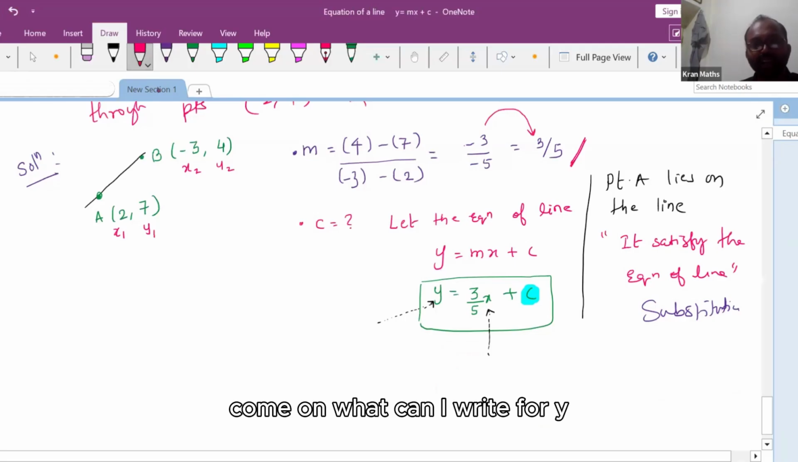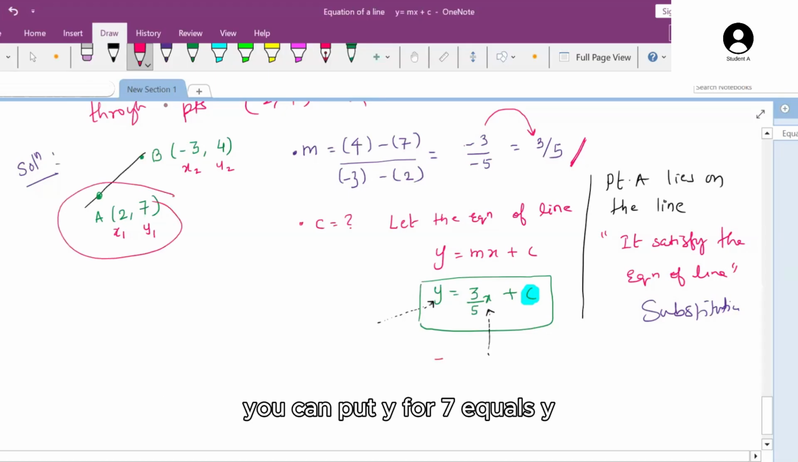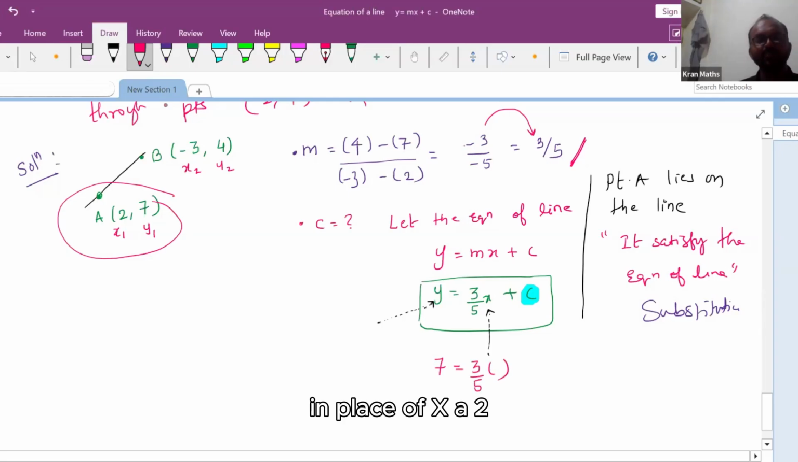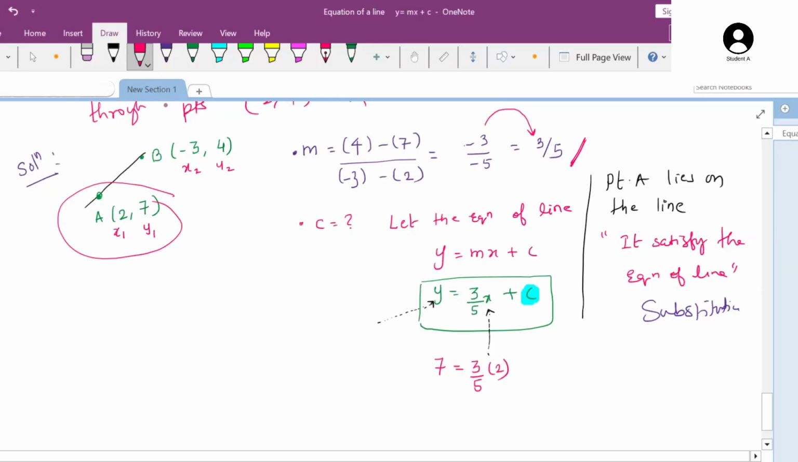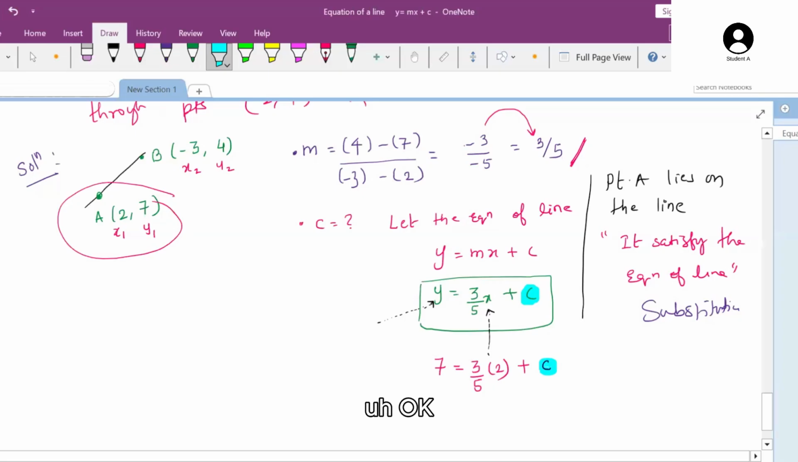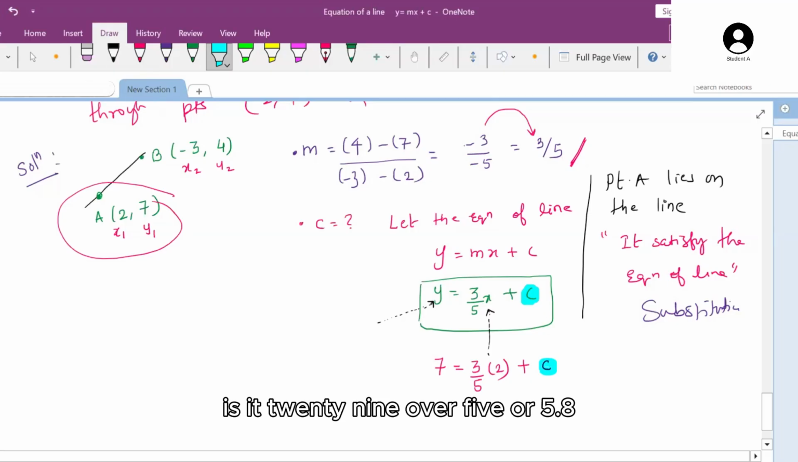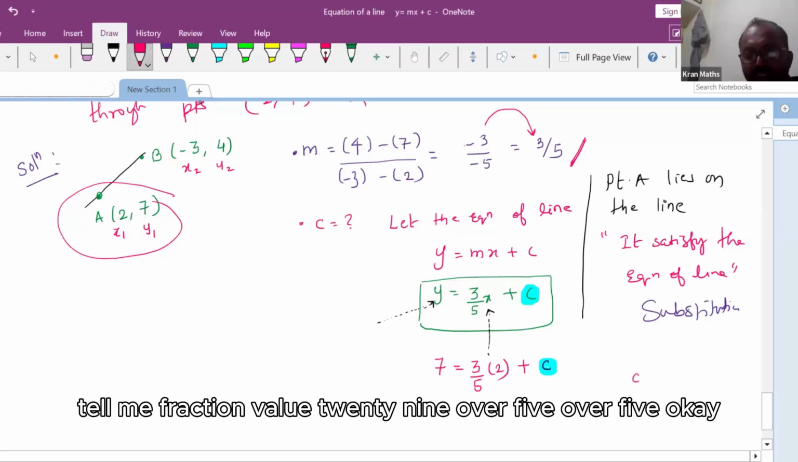Come on, what can I write for y? For Y, because point A shows us 7 as Y, you can put 7 for Y. In place of x, 2. And c is unknown, okay? We have to find c. So calculate c for me. Don't make a mistake here. Is it 29 over 5 or 5.8? Tell me the fraction value. 29 over 5.